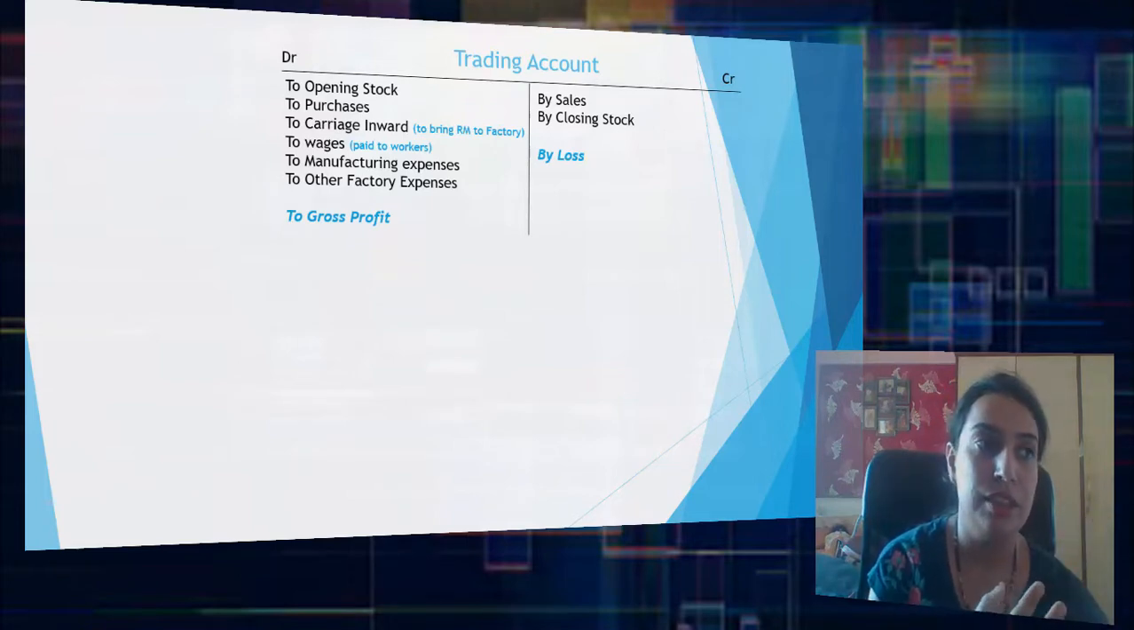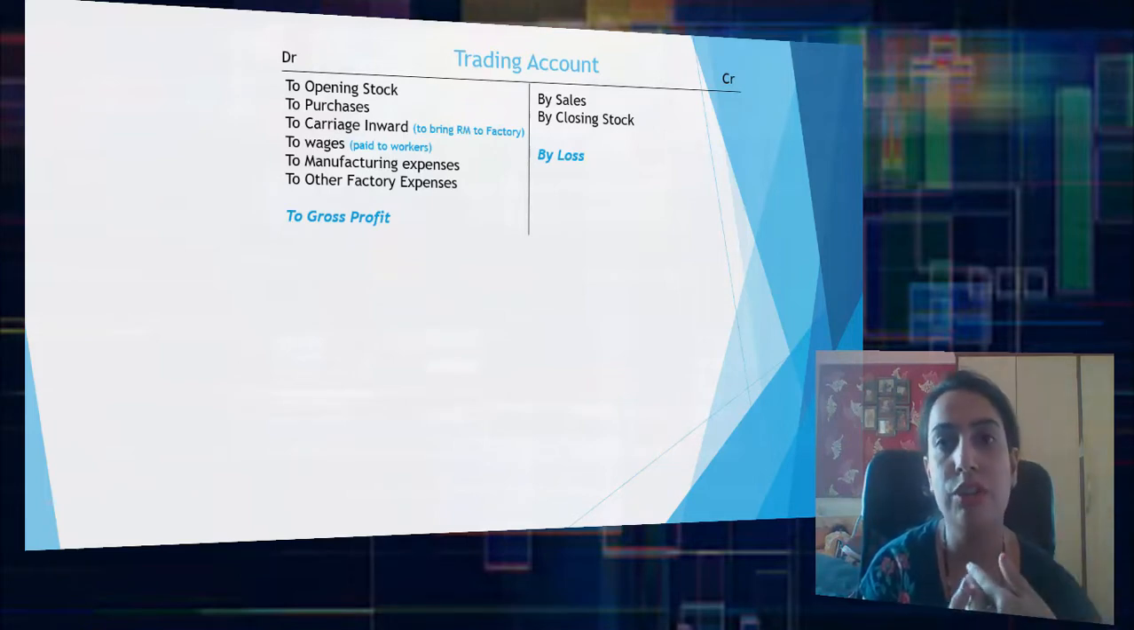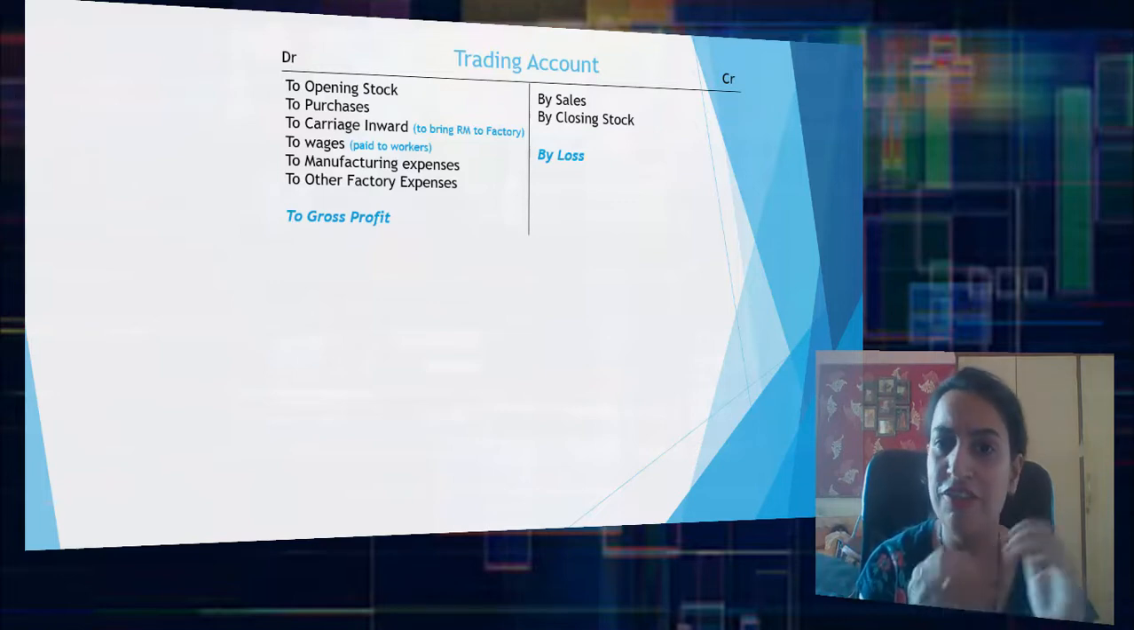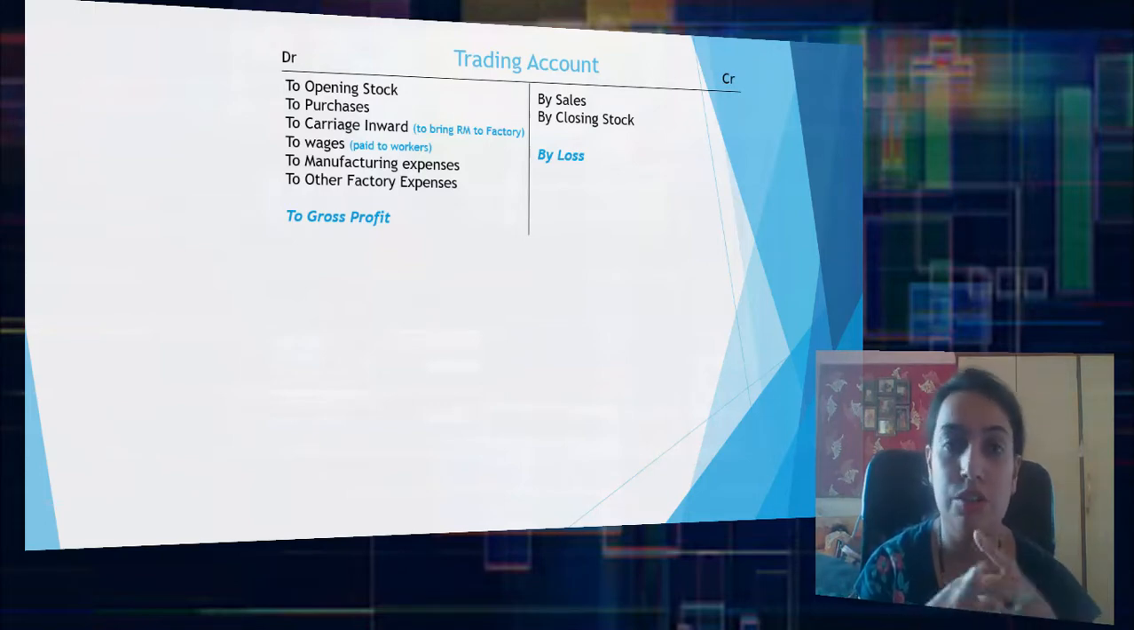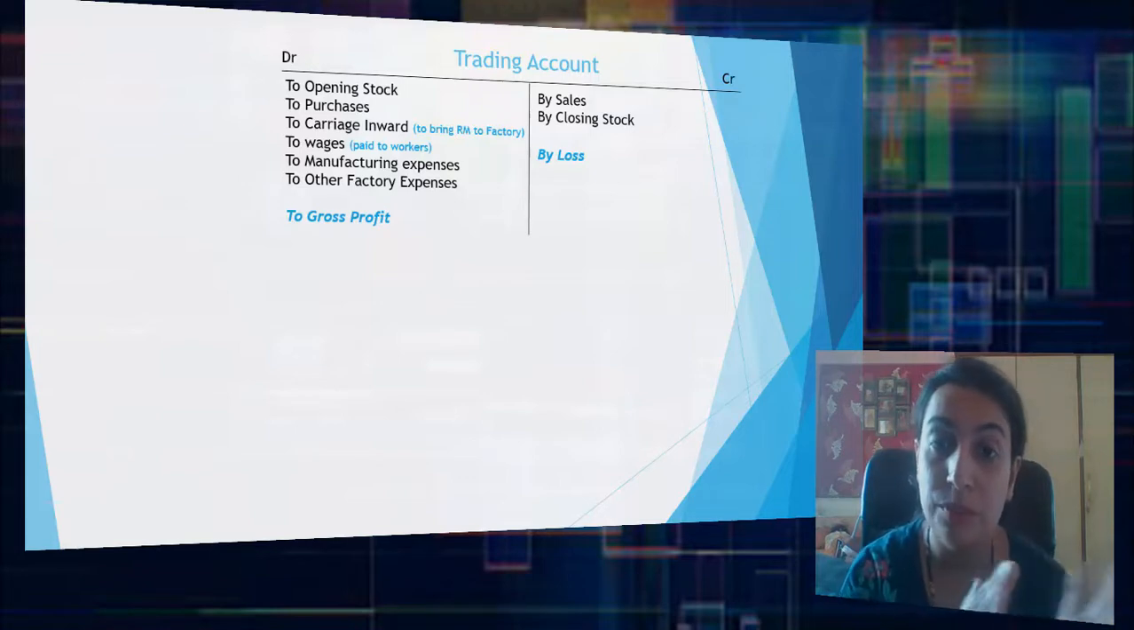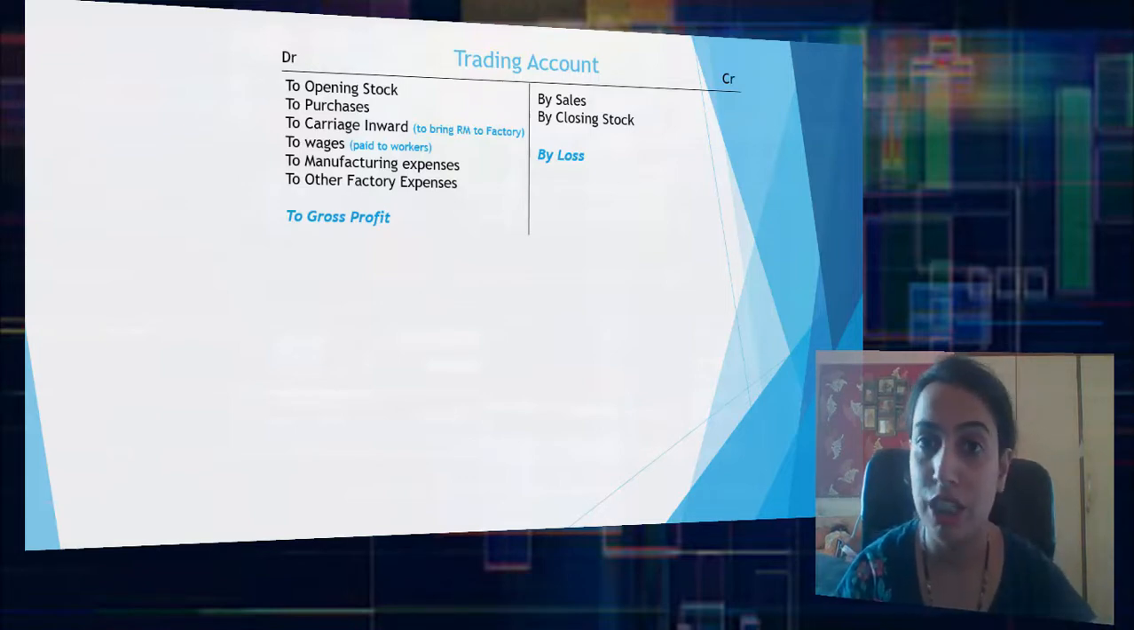Obviously, it's not just the cloth which we'll be purchasing, but we'll also be purchasing some thread or maybe needles or maybe oiling for the machine, and everything which is related to production will be directly recorded in your trading account. So we will have opening stock, we will have purchases, we might have carriage inward. Inward as in the stuff is going to come into the factory in the form of raw material.